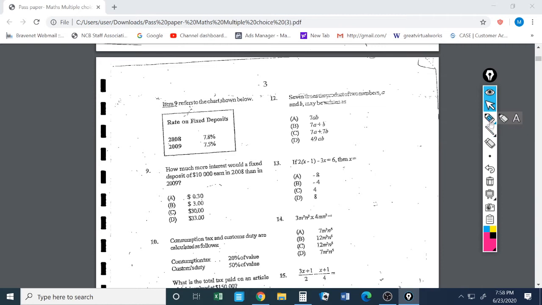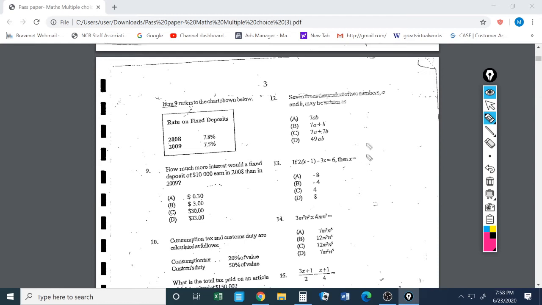And the next one says, 7 times the product of two numbers, A and B, can be written as 7 times A times B. So it's 7AB. Okay, guys? So A is the answer. Cool. All right, so let's move on to the next one.